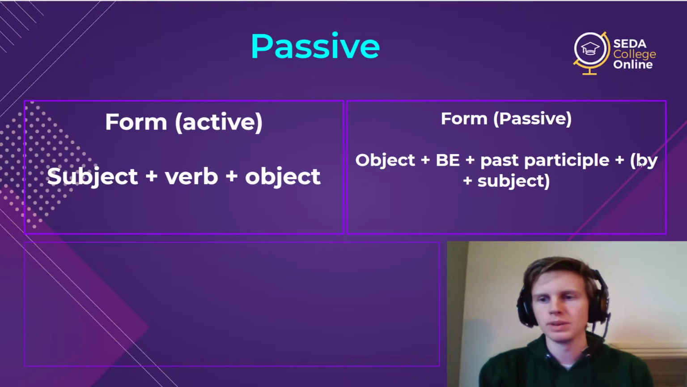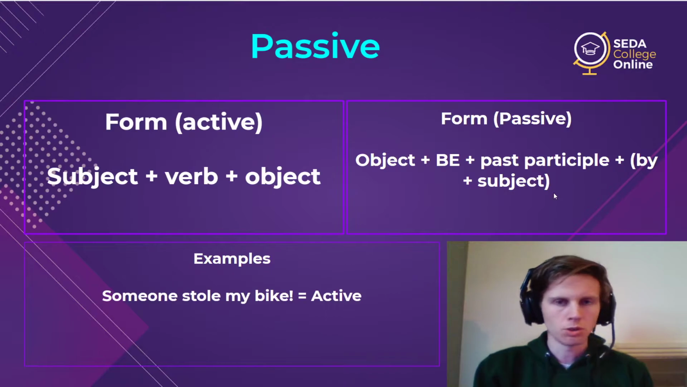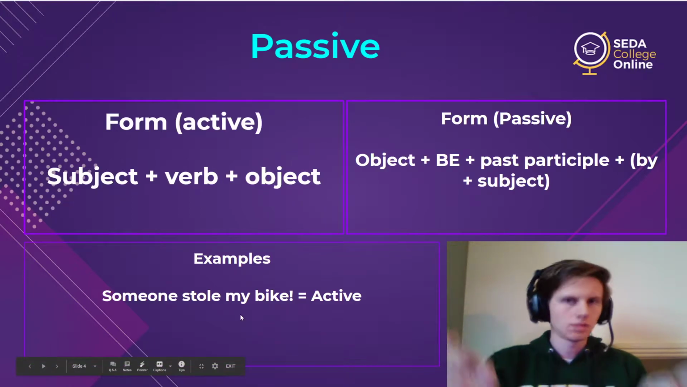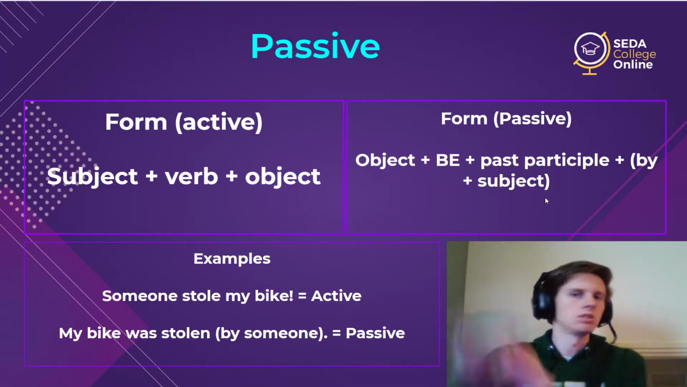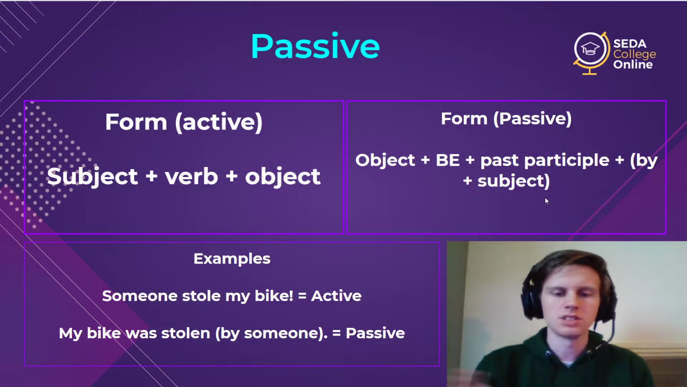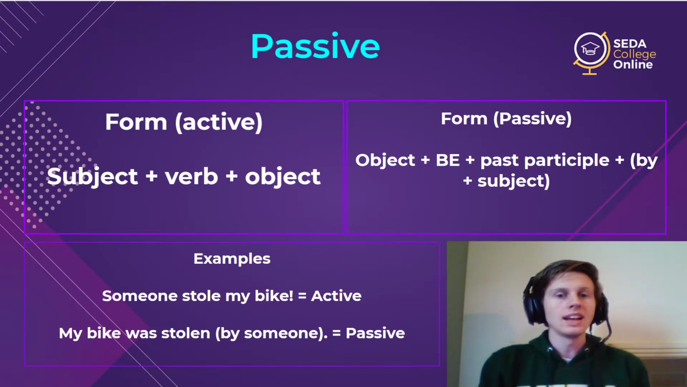And it's in parentheses here because it's optional. So someone stole my bike. There's your active sentence: someone, verb stole, object my bike. I can change that for passive. My bike was stolen. And now I have object my bike. Verb be was stolen, past participle. And then by someone, which I can remove because I don't need it. It's not helpful. And so that's the passive.